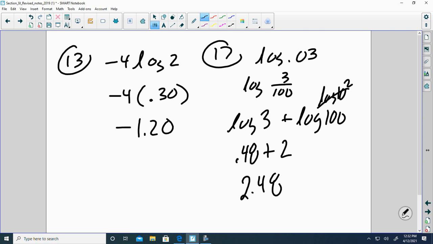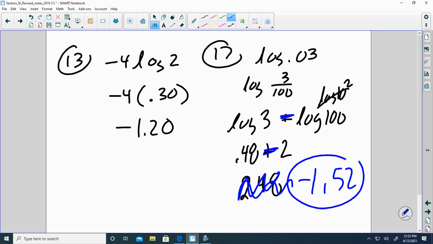Anything else? Maybe. Yes, it would. Thank you, because that's a subtraction there. It should have been a subtraction there, which would be negative 1.52. Good eye. Thanks for making sure my errors are corrected. Anything else?